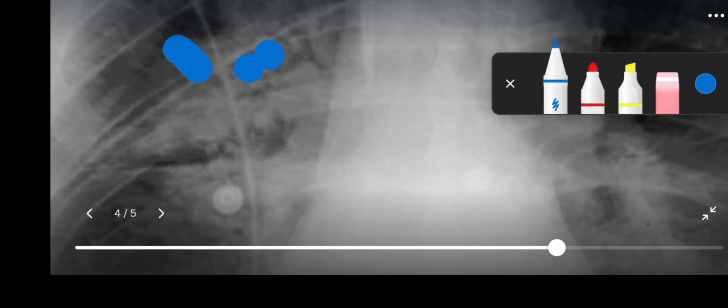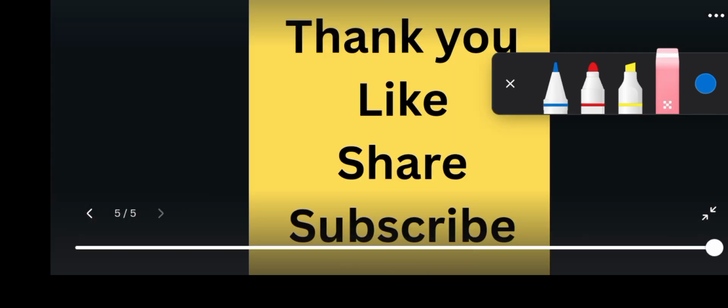This is too big. But then you look close, you see very tiny linear structures that are black, showing the presence of air. That is air bronchogram. See, it's there, but this my marker is too big. So these are the signs we see in chest X-ray to make a diagnosis of pulmonary edema.